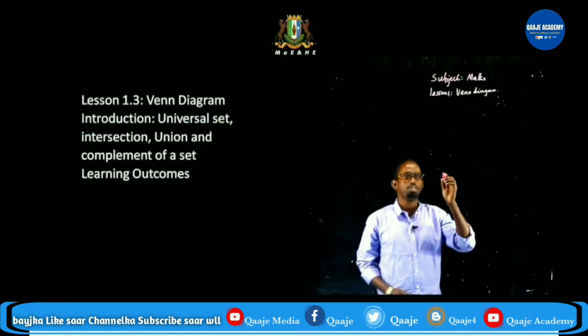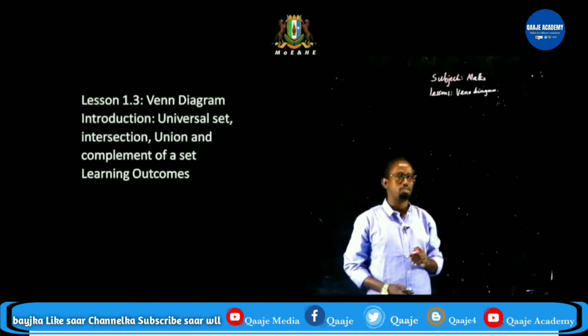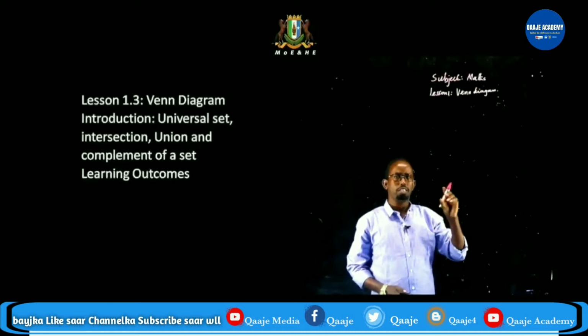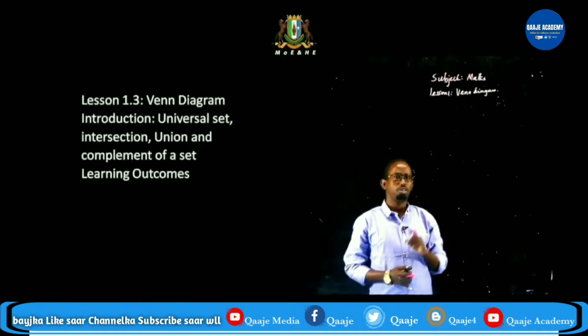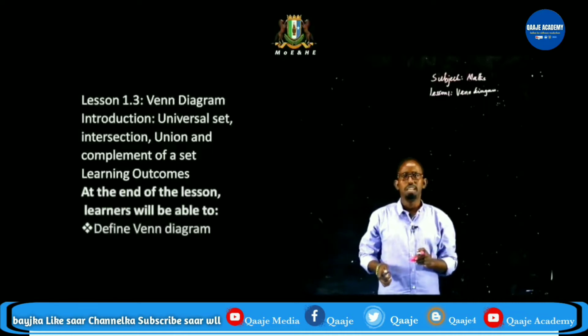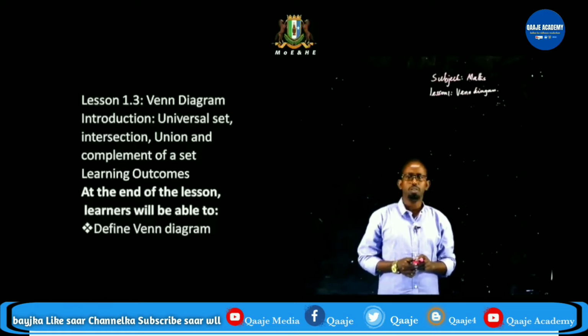Now we said universal set is a set which contains all the elements under discussion. Union, we said union is elements in both sets. Intersection, we talked of common elements between the two sets. Complement of a set, we said a complement means elements which are in the universal but not in the set given. In today's lesson, we'll be discussing Venn diagram, learning outcomes.